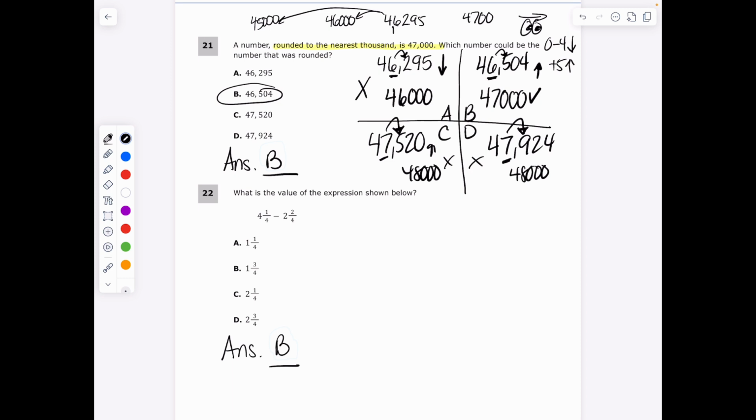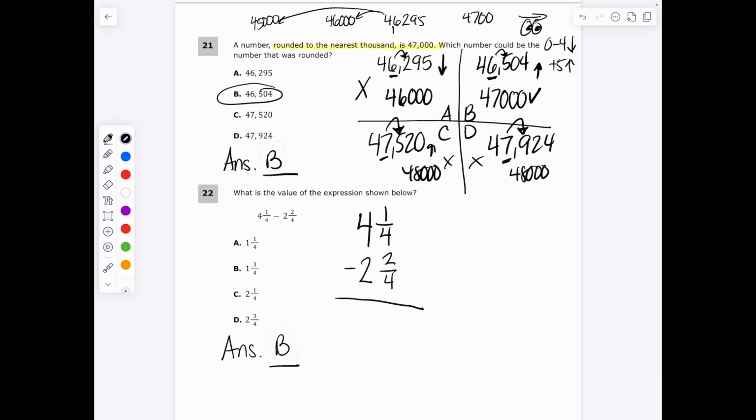All right, let's do some subtraction. A lot of kids get freaked out with subtracting fractions, but not me. We're just going to take it a piece at a time. First things first, I like to stack them. So I'm going to stack 4 and 1/4 minus 2 and 2/4.